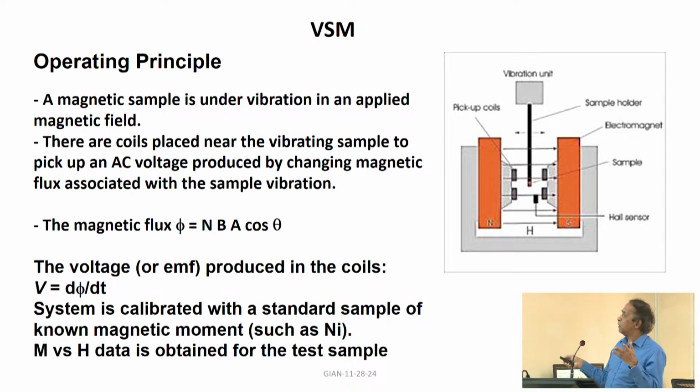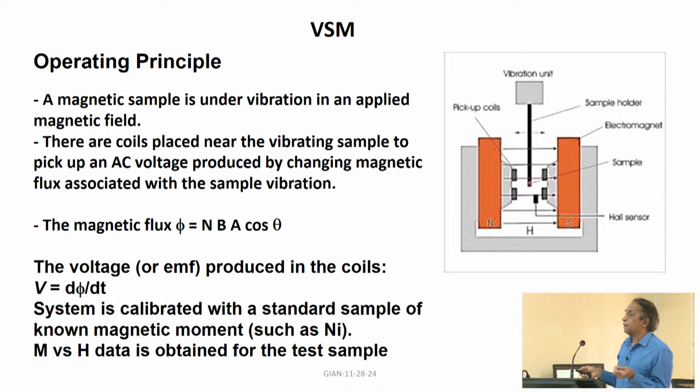It can be mounted on the pole pieces or away from it, it does not matter. So, when you vibrate, the sample has a magnetization and there is a magnetic flux. So, the flux will change as a function of time. From the Faraday law, you can estimate that there is an induced voltage in these 4 pickup coils, and that is given by the time derivative of the magnetic flux associated with the sample.